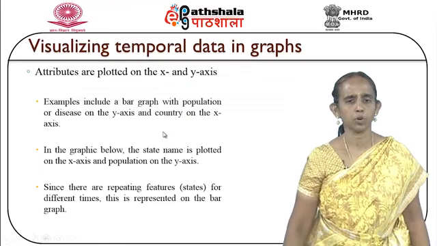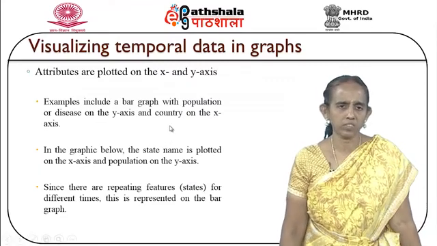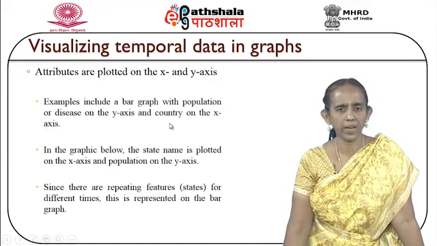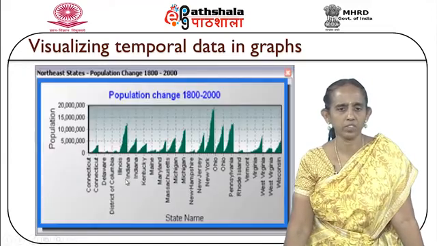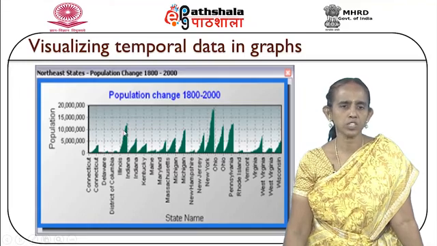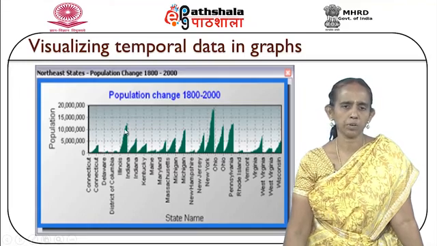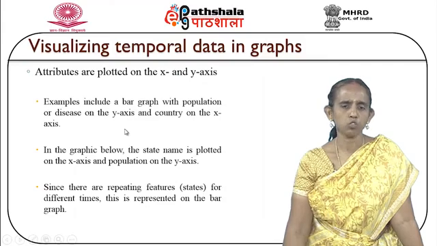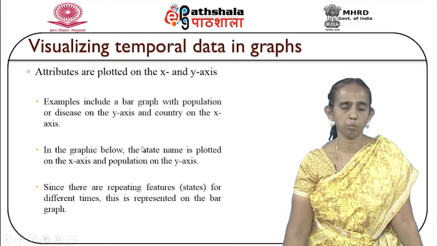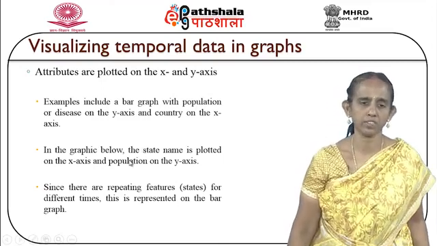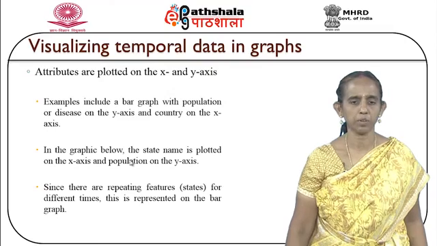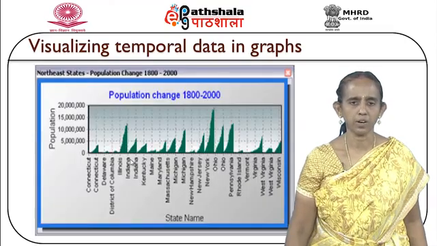The attributes are also plotted on the x and y axis, that is, this includes a bar graph with the population or disease on the y axis and country on the x axis. This is the country is represented in the x axis and the population change, the population is represented in the form of a bar graph. So in the graphic below, the state name is plotted on the x axis and the population is represented on the y axis. Since there are repeating features for different times, this is represented in the form of a bar graph.